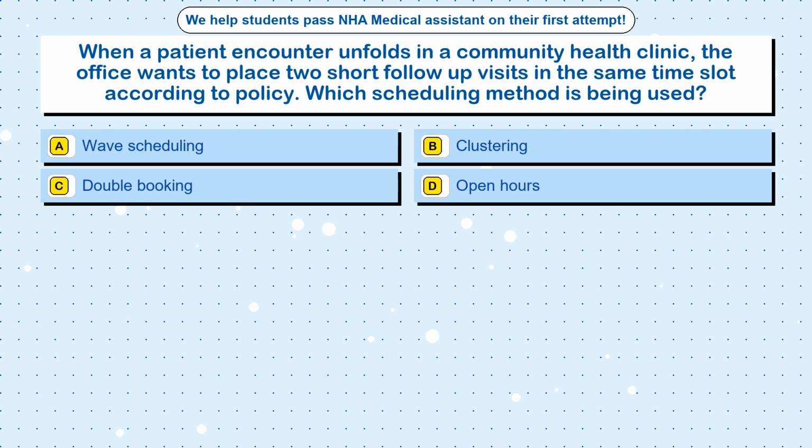Question 28. Why does order of draw matter during evacuated tube collection in the student skills lab during a skills check? Option A. It helps prevent additive carryover from altering later specimens. Option B. It eliminates the need to mix tubes. Option C. It determines the patient's fasting status. Option D. It makes patient identification optional.